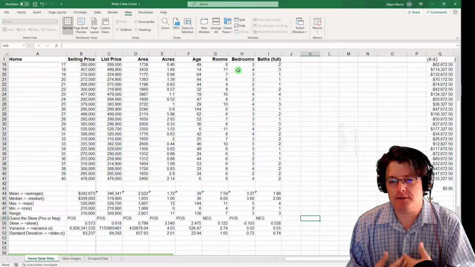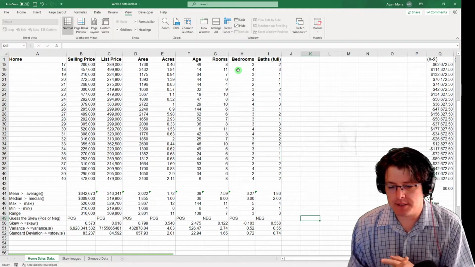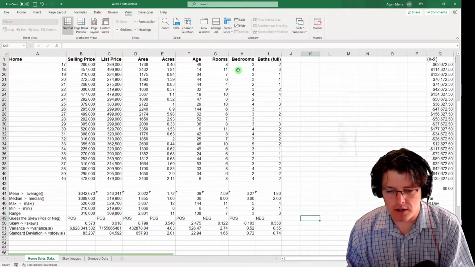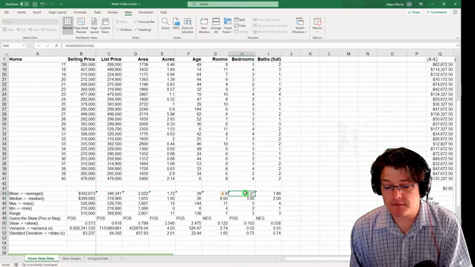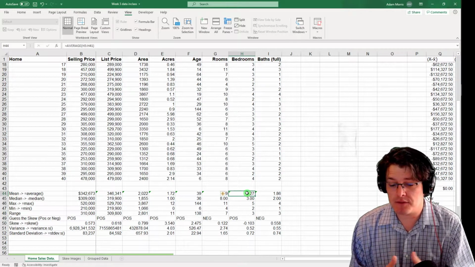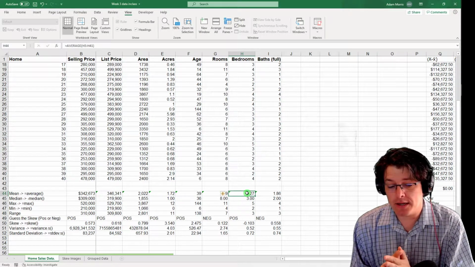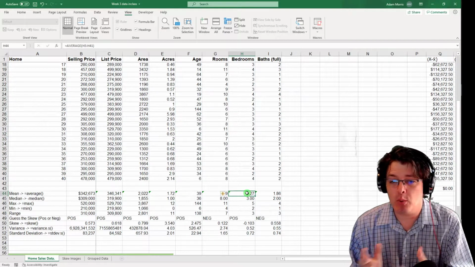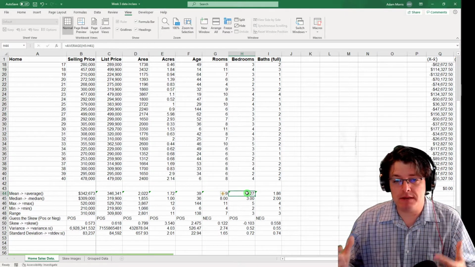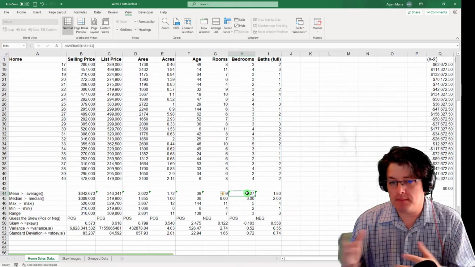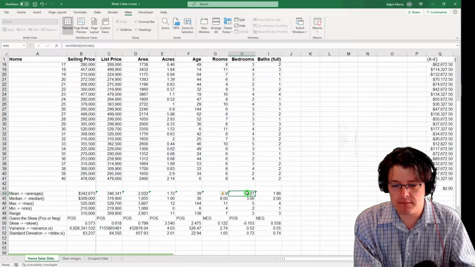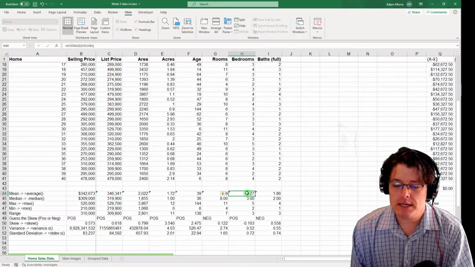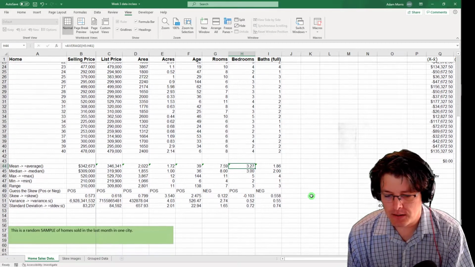So if you're discussing with somebody how many bedrooms there are in the typical home that's sold, you now have a mean of 3.27 and a median of 3. And you can talk about the standard deviation of 0.72, and that can start to give you a sense as to how likely it is that there's a home with 5 bedrooms or 1 bedroom. Okay.